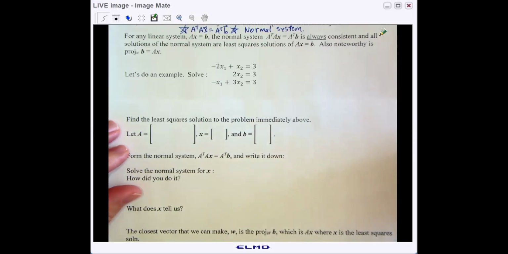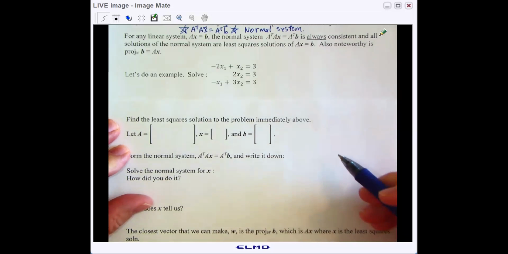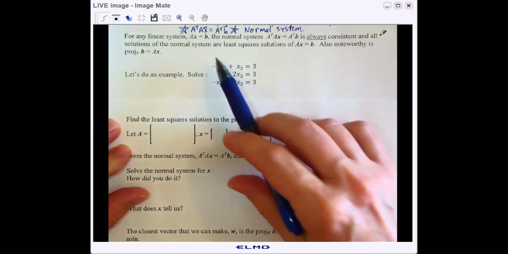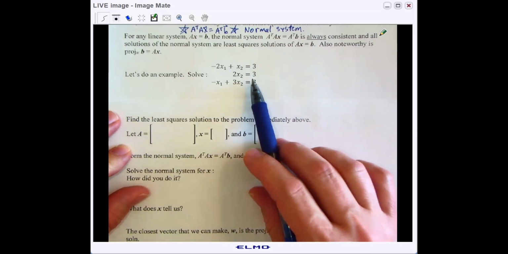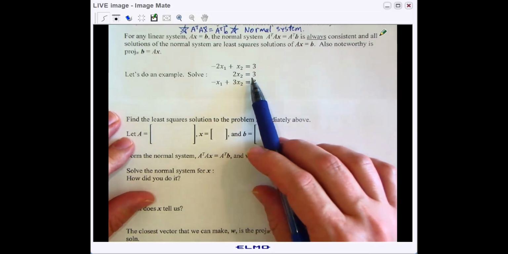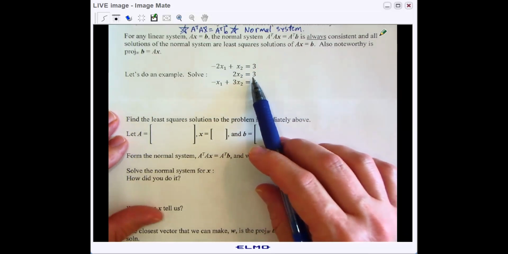Okay. In the last video, we introduced the idea of the least squares approximation and solving the normal system. So we're going to take this system right here and set it up, and then I actually want to look at a visual of it so that we can see what's going on.